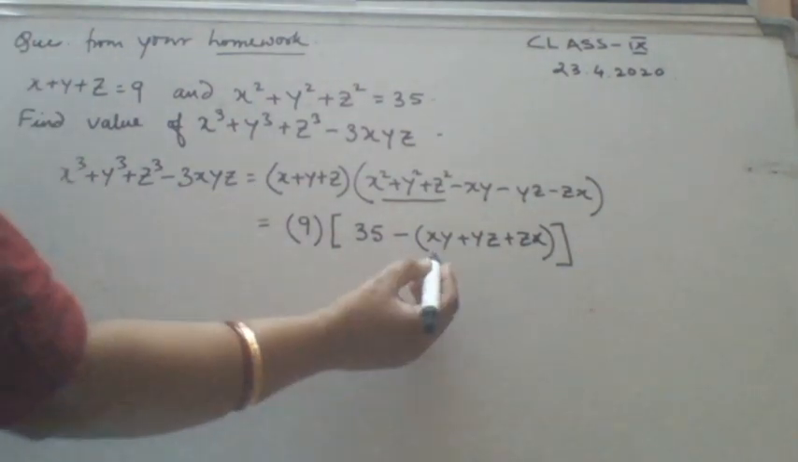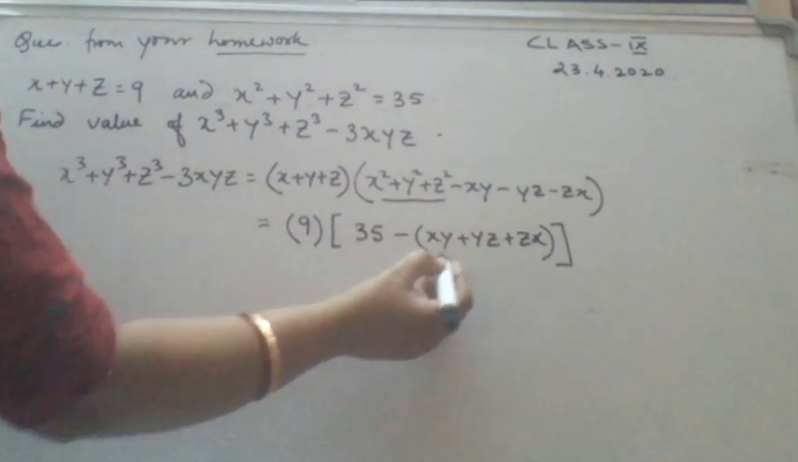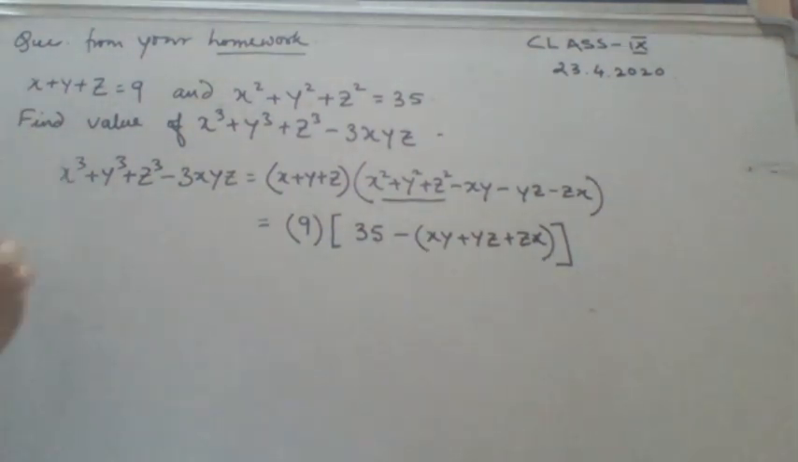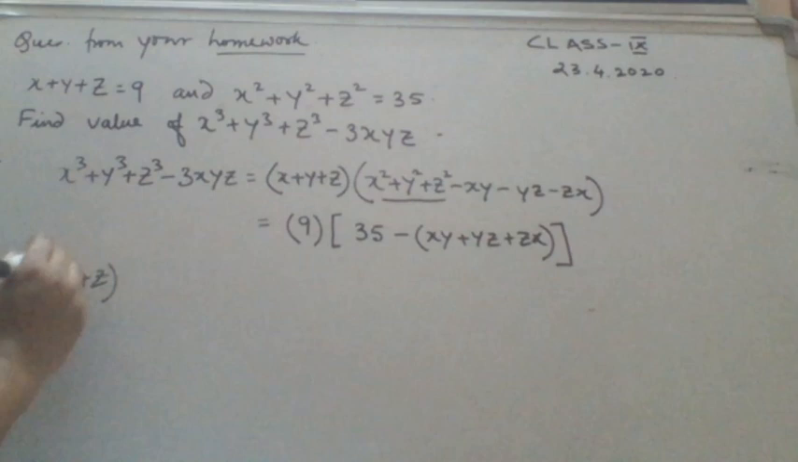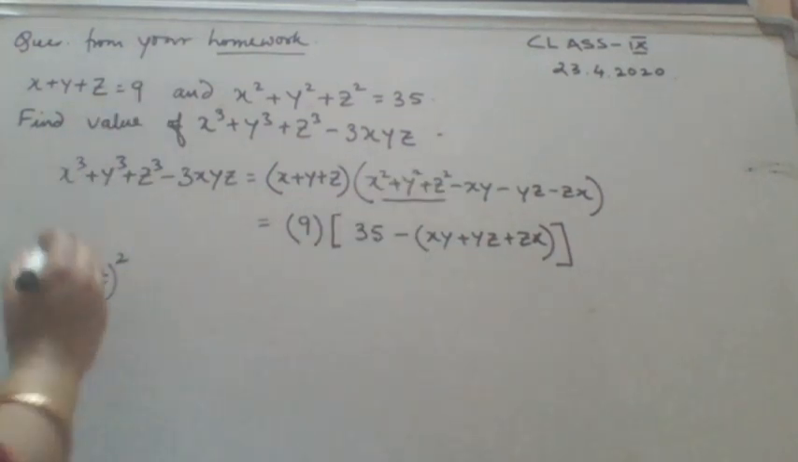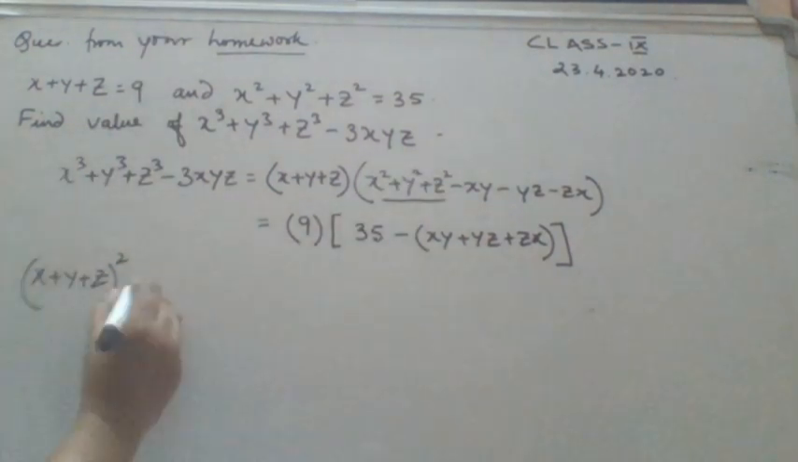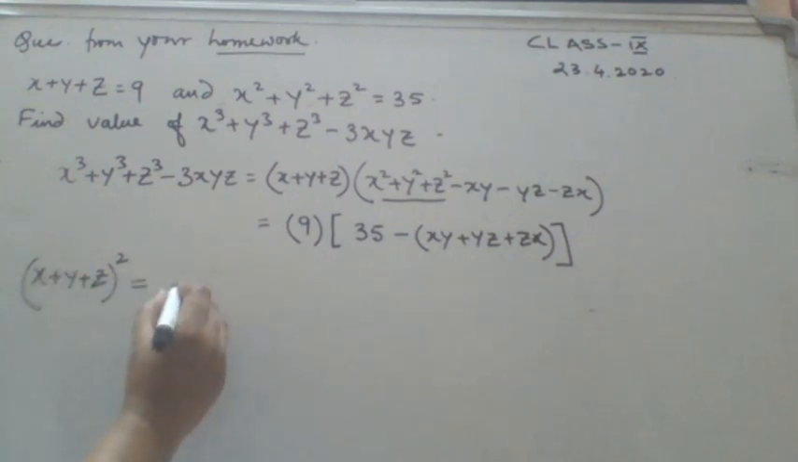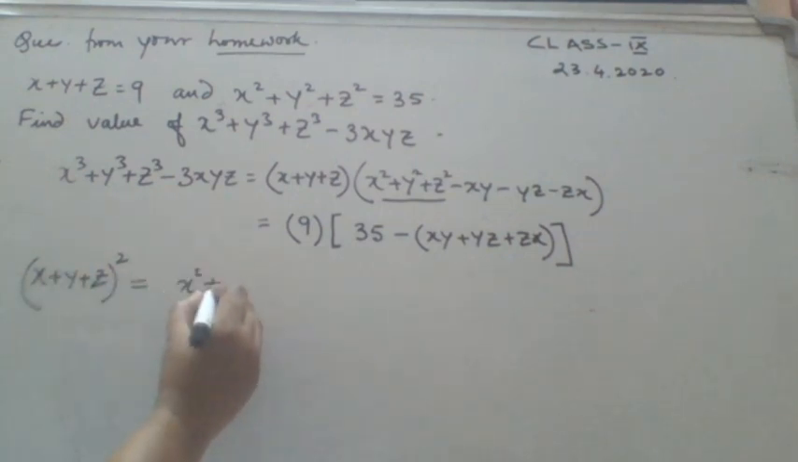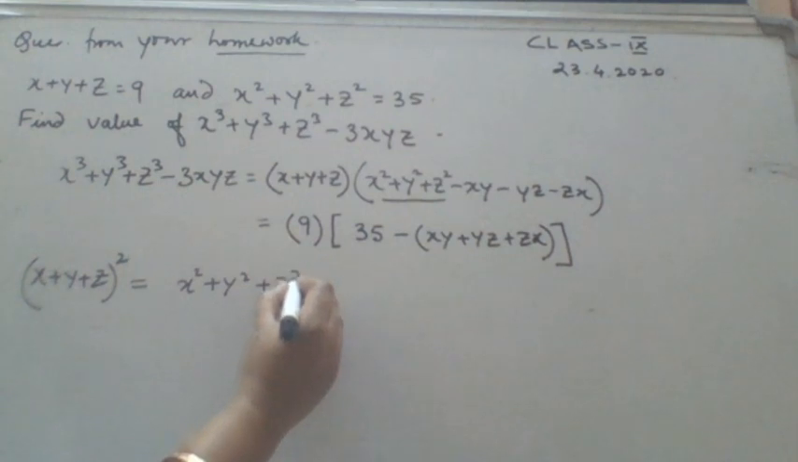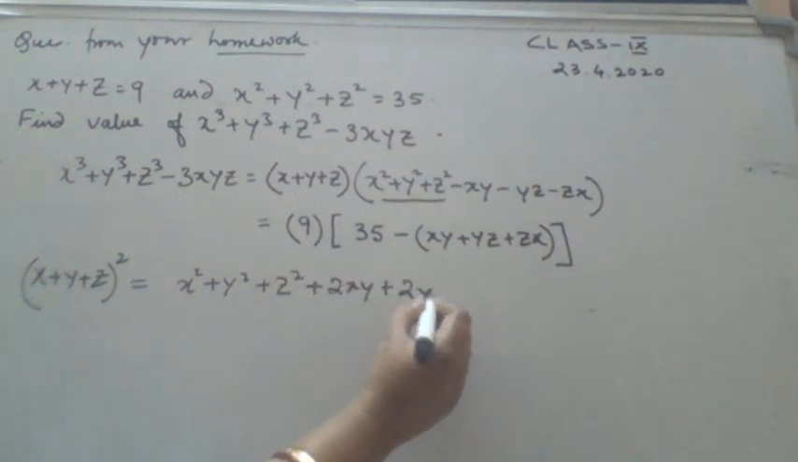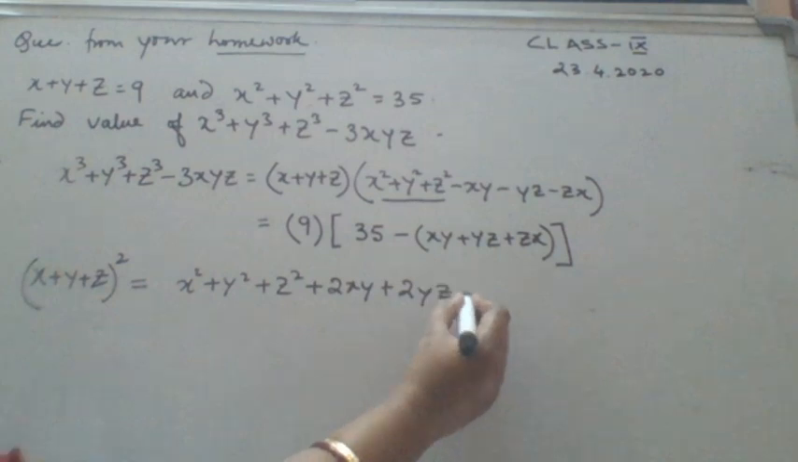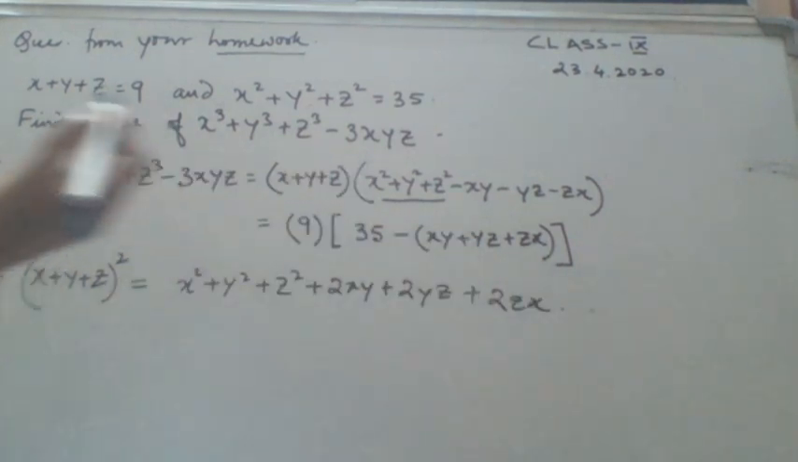Okay. So now how to get this value of xy plus yz plus zx? For that we use the identity x plus y plus z whole square. In order to get this value, we will use the identity x plus y plus z whole square, which is equal to x square plus y square plus z square plus 2xy plus 2yz plus 2zx, right? I hope you remember this identity.